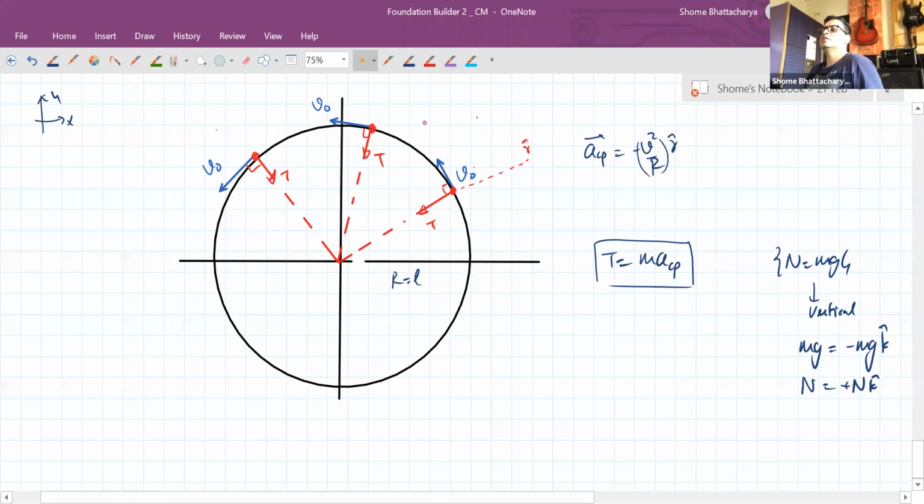This is your r cap's direction. This is your tangential direction. So as the particle is going from point to point, there is no tangential force present. So there is no tangential acceleration.